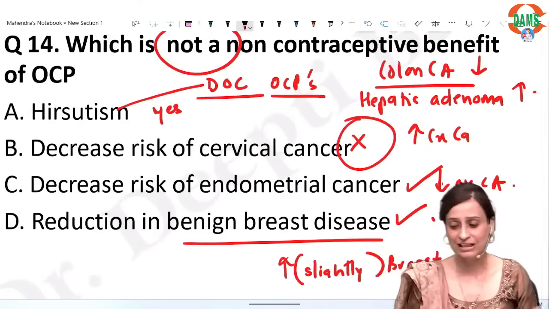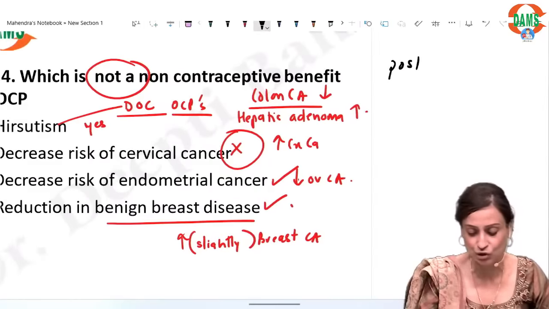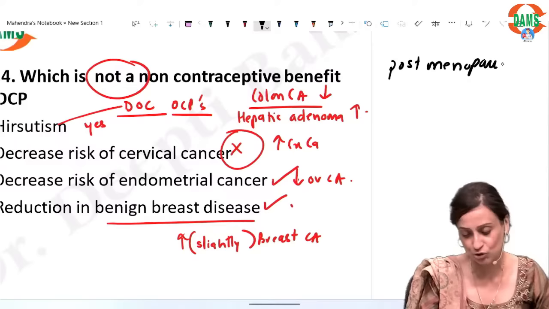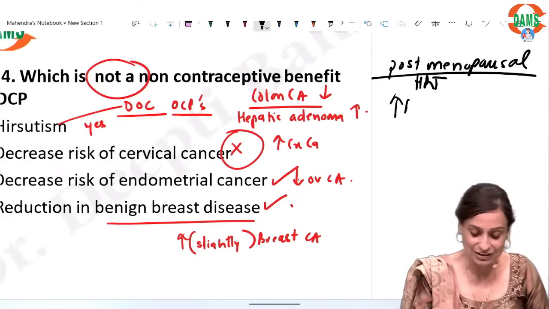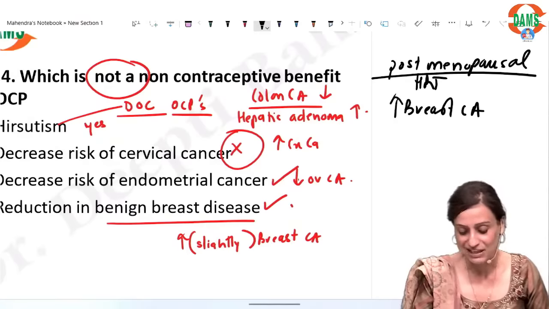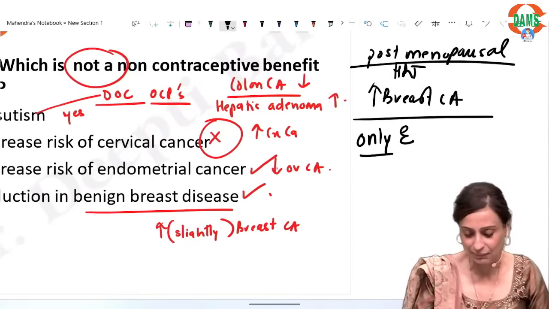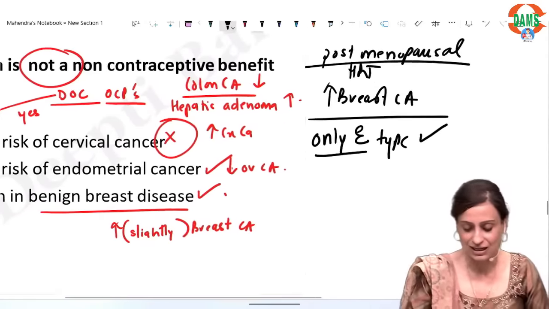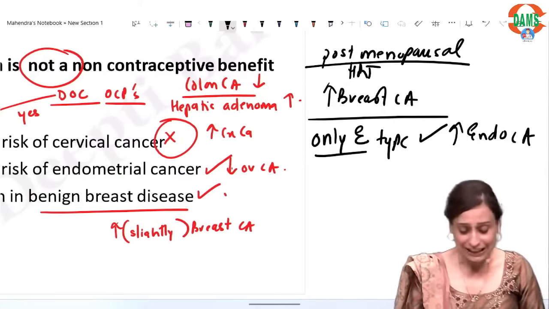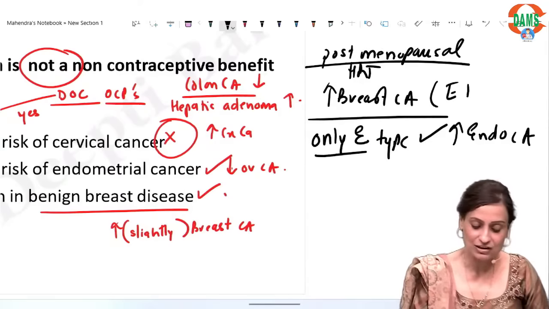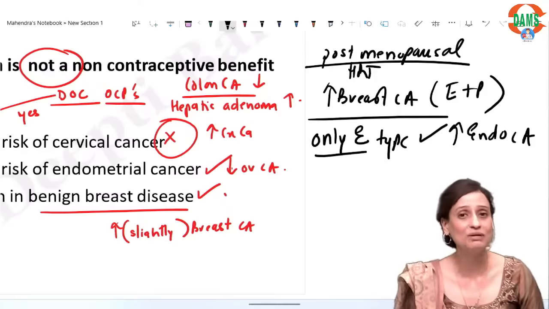Some of the students get confused between OCPs and postmenopausal HRT and they do the MCQ wrong. Please don't do that. Okay, so if we talk about postmenopausal HRT, it increases risk of breast cancer. Okay, please remember only E-type can increase risk of endometrial cancer. Okay. E plus P is what increases the risk of breast cancer. Only E increases the risk of endometrial cancer.